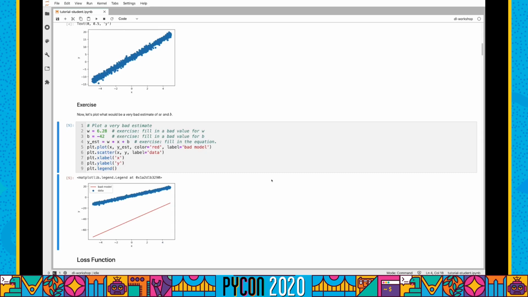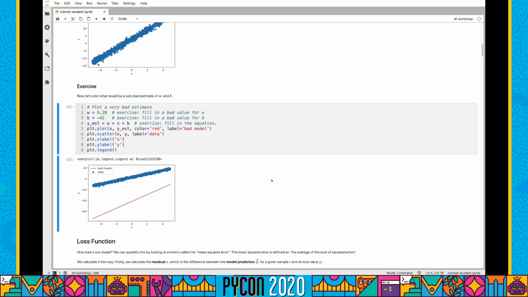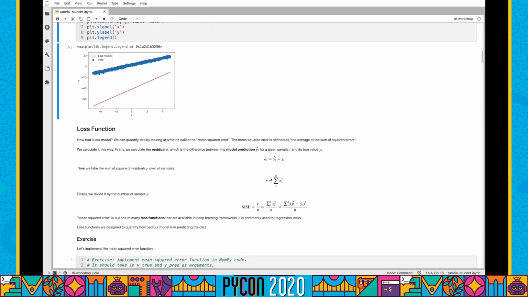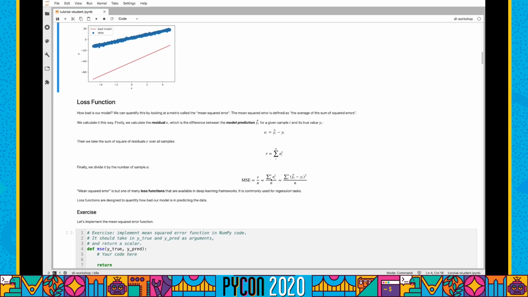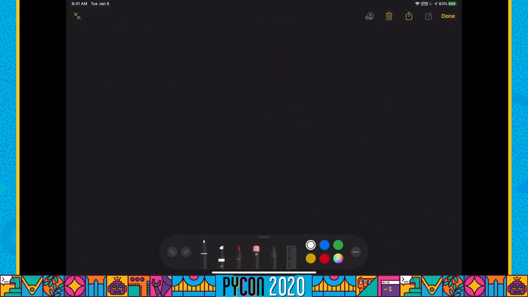Now visually, we know that this model is extremely bad. How would we quantify this? One way to do so is by devising an error function or a loss function that tells us how bad the model is with respect to the data that we have observed. One loss function that we can use is called the mean squared error, which is defined as the average sum of squared errors. Visually, mean squared error looks something like this.